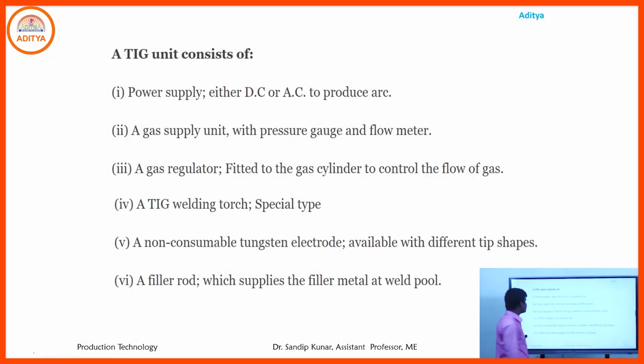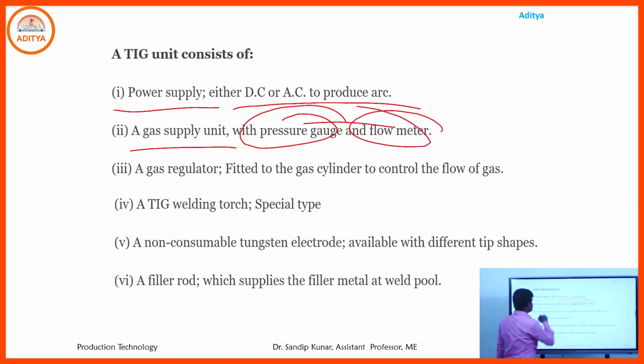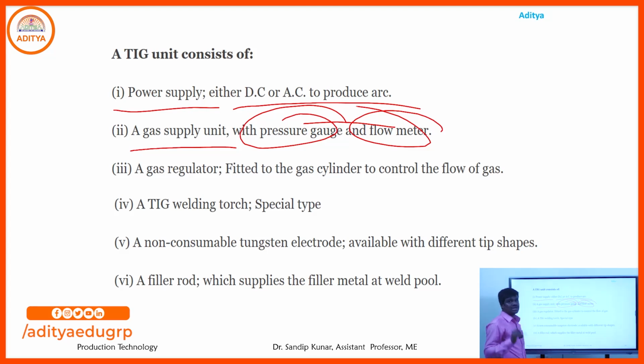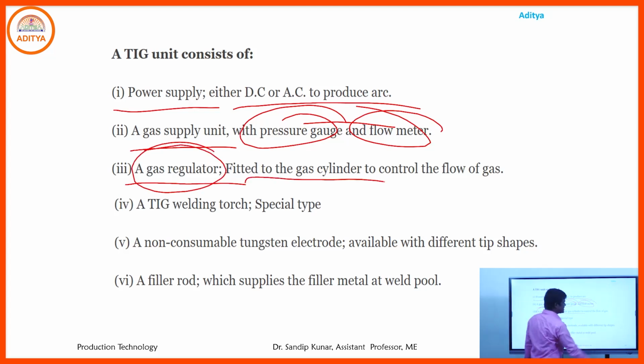That unit consists of one power supply, maybe DC or AC, which will be used to produce the arc. Another is a gas supply unit with pressure gauge and flow meter. The gas supply unit provides the inert gas, argon or helium, for creating the shielding at the welding zone. A gas regulator is fitted to the gas cylinder to control the flow of the gas.